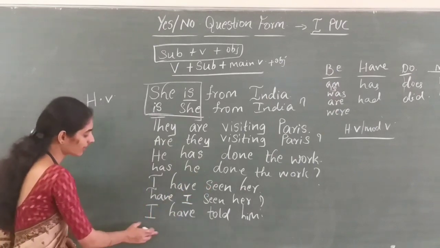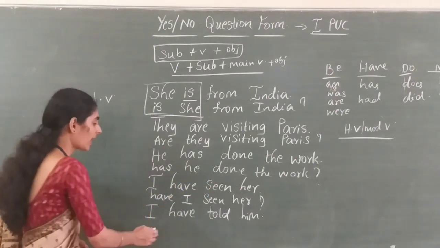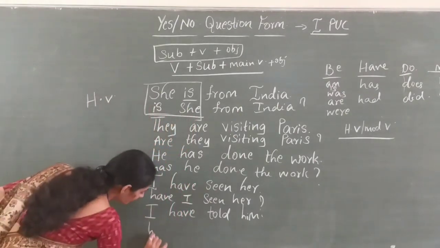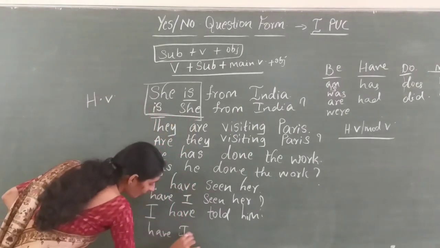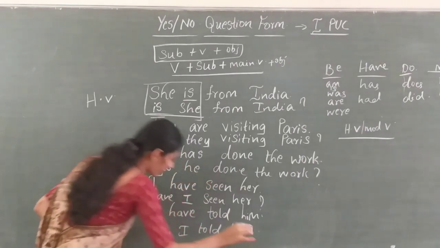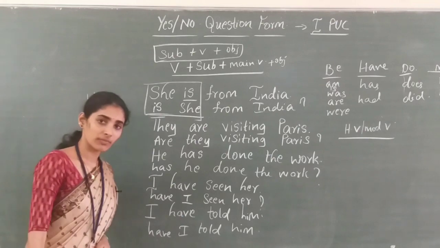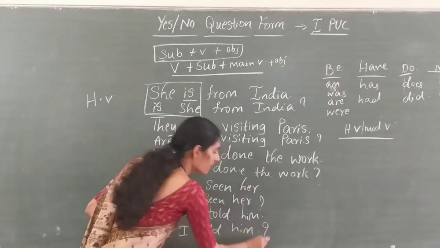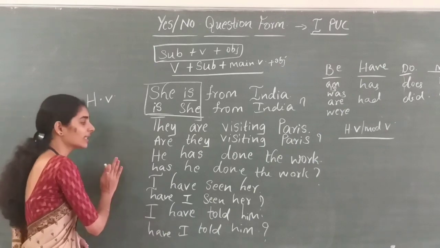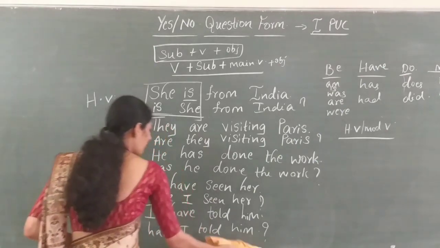Now, look at the last sentence. I have told him. Now, have I told him? Have I told him? Question mark. So, this is a way to form yes or no question. This is very simple. Now, let's look at some more examples.